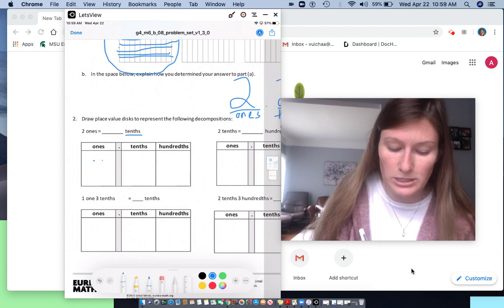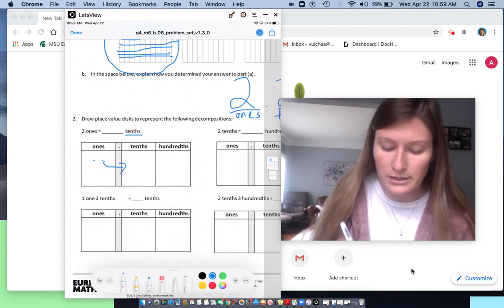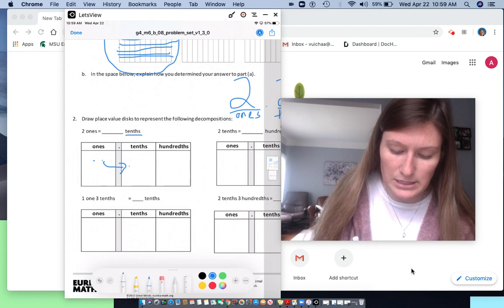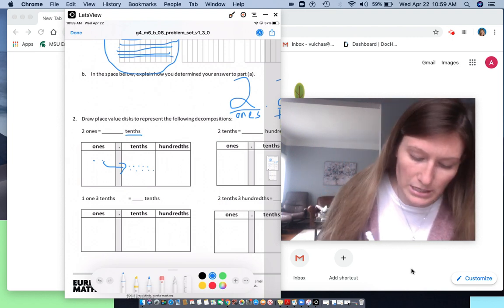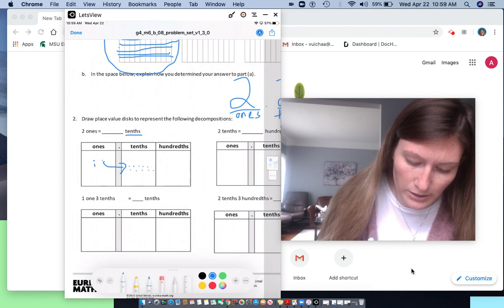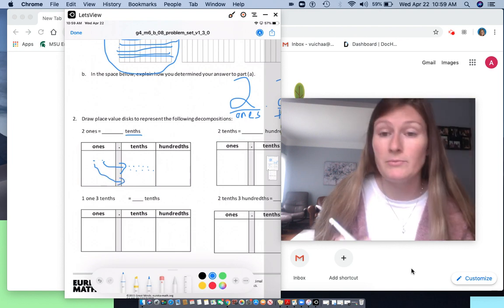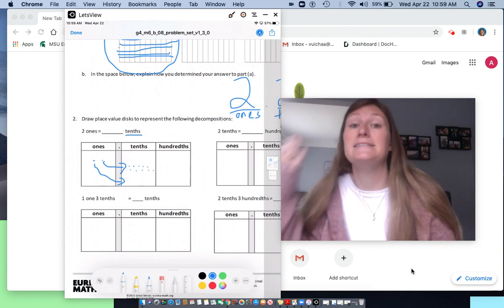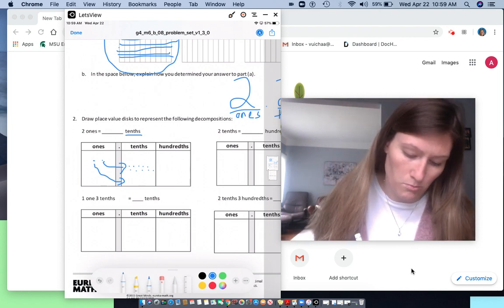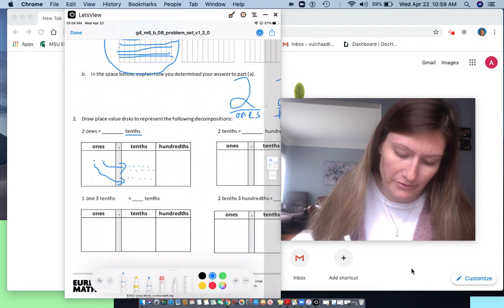So this is what we're going to be doing today. You take that 1 one, that's 10 tenths. So we're going to make 10 dots. 1, 2, 3, 4, 5, 6, 7, 8, 9, 10. Okay, that's our first step. Now we take our other one, and we make 10 more dots, because 1 one is 10 tenths. 1, 2, 3, 4, 5.